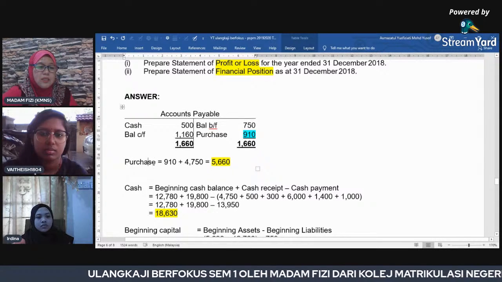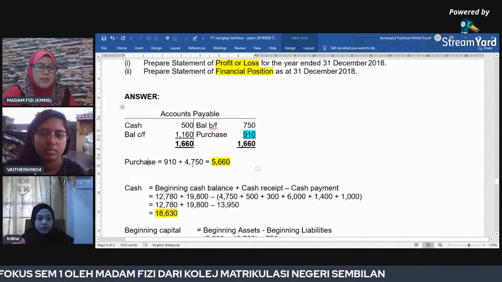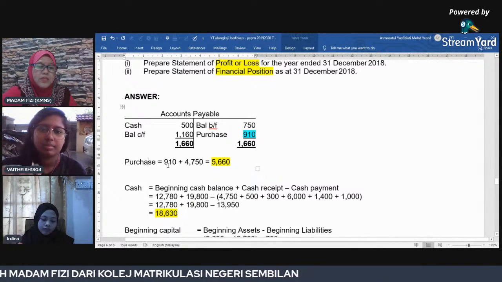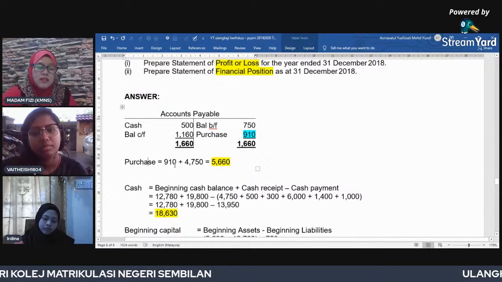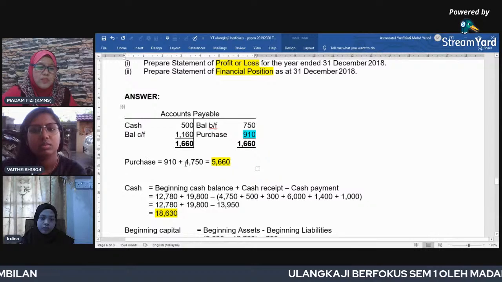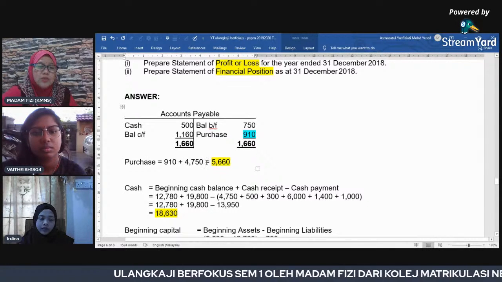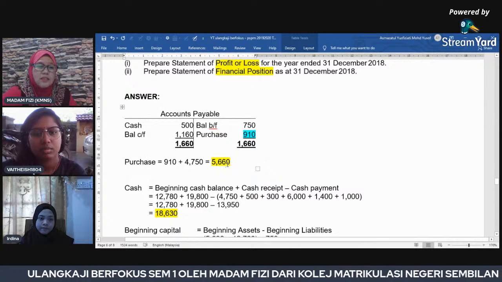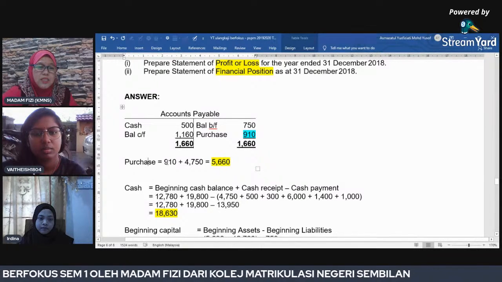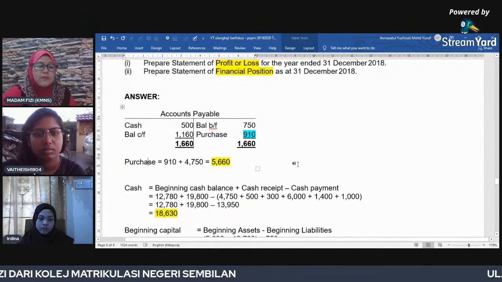So purchase equals to cash purchase plus credit purchase. The credit purchase is 910 plus the cash purchase is 4,750. So purchase equals to 5,660. So this purchase, you must include in profit or loss.